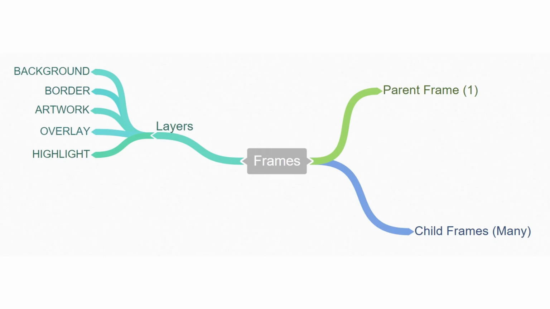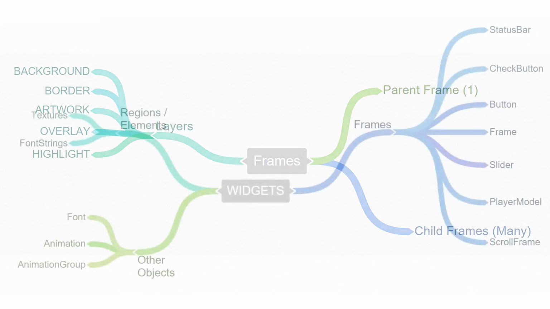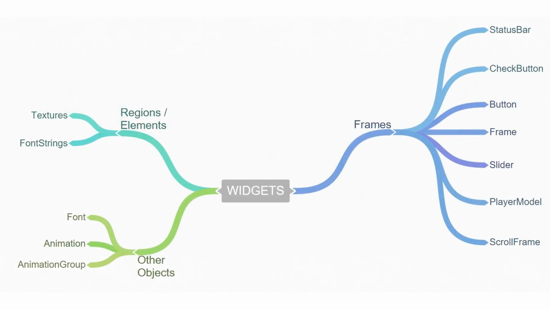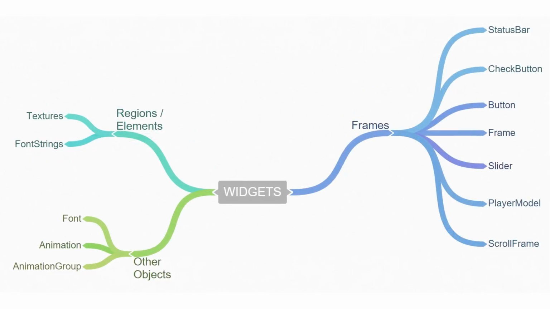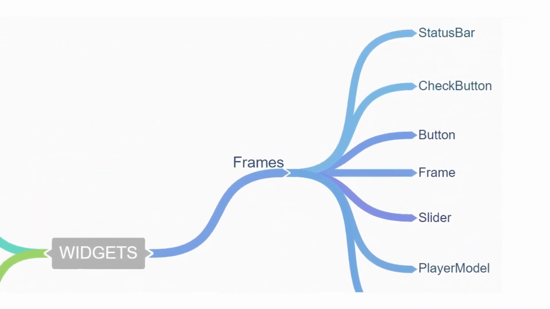Child frames are just basically more frames that can be parented to the original frame, so that, for instance, if you hide the parent frame, then all the children frames will also be hidden. This is where it gets confusing. When I say the word frame, I'm referring to all widgets that exclude regions.